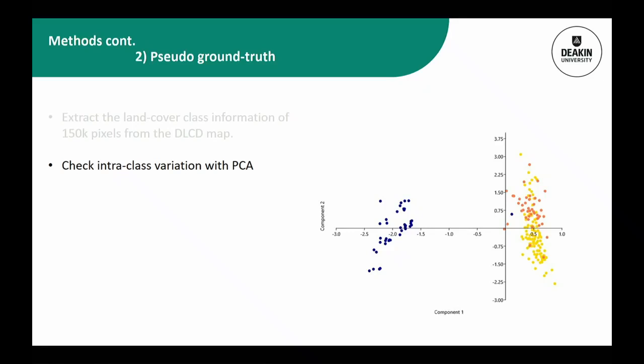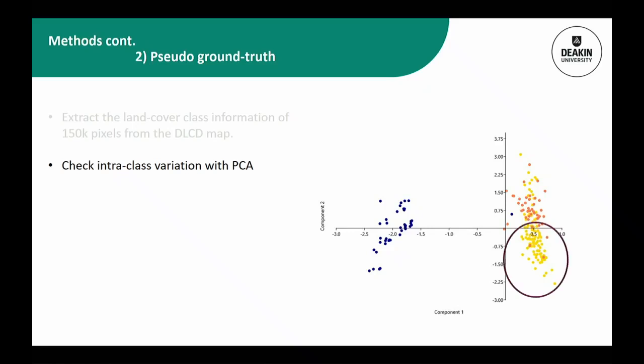In this example, the blue points belong to the water class, yellow to cropland, and orange to grassland. So we can see that in this case, these are more similar pixels that are grouped together, and water is on the other side of the ordination plot.